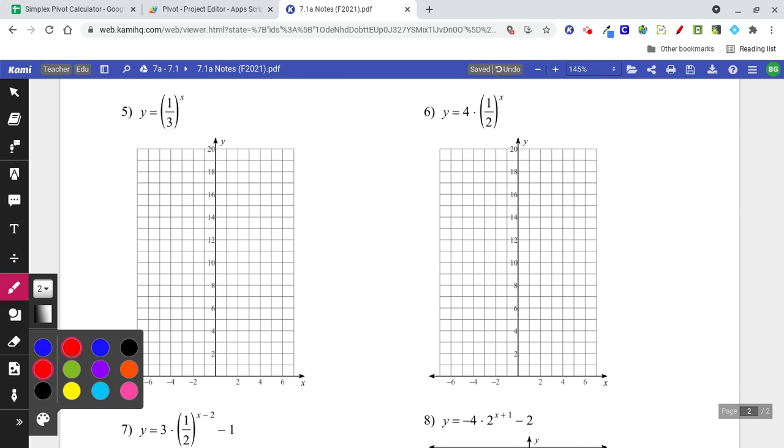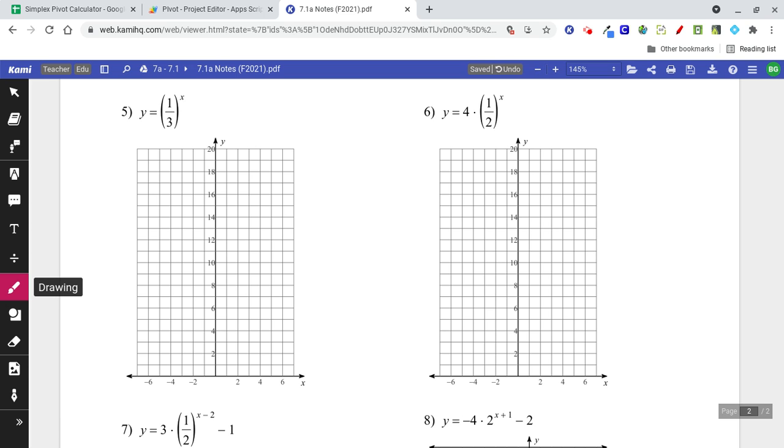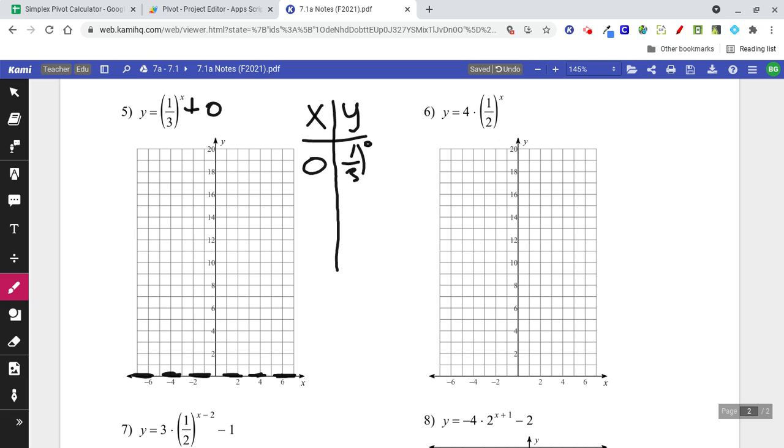Now, number 5 is the first one that's decay. So just memorize, this is going to be decay when you see that fraction 1/3 to the x. Otherwise, we're still going to do the same thing. Plus 0 means there's an asymptote at 0. Draw it in. Don't be lazy. I'm going to plug in some numbers. So if I plug in 0, 1/3 to the 0 power equals 1. So I've got the point 0, 1.